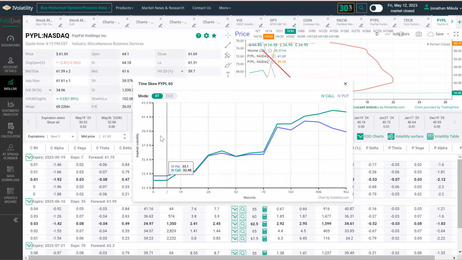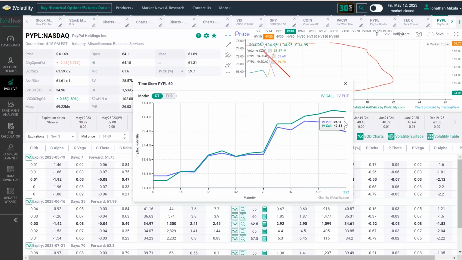And this is the time skew. What this is showing you is options that are maturing 14 days from now, 28, 42, 70, 161, 469, 52. This is showing you the relationship between calls and puts over time, using their implied volatility on the y-axis. So you could see it's pretty tight with PayPal for implied volatility until we get out to 400 days from now. That's where we start to get some separation, but it's still relatively tight.